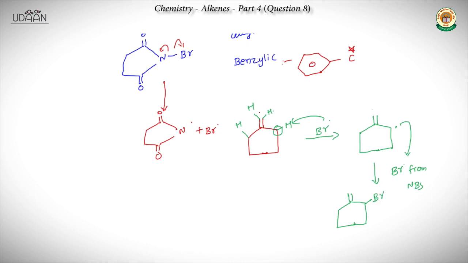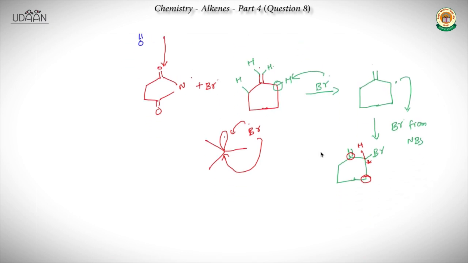If you observe this carefully, this carbon is chiral, that is, it is bonded to four different atoms. One is bromine, one is hydrogen, one is a double bonded carbon, and one is a single bonded carbon. Also, since it's a free radical, it is planar, and bromine can attack either from above or from below. So there are two enantiomers possible for this. That is, two products.